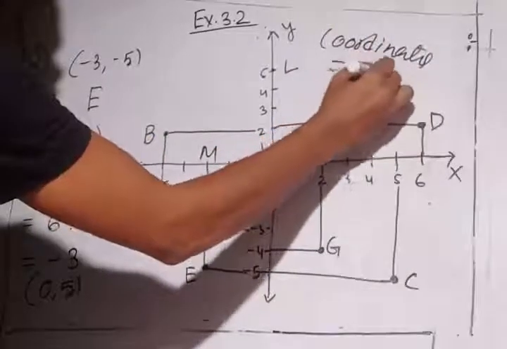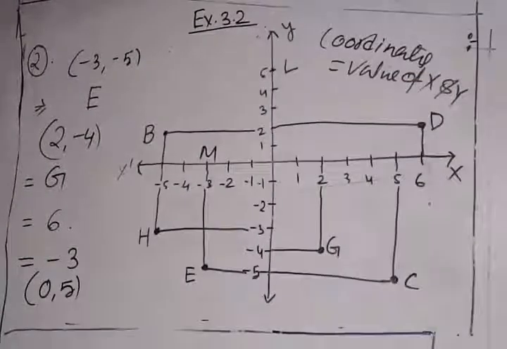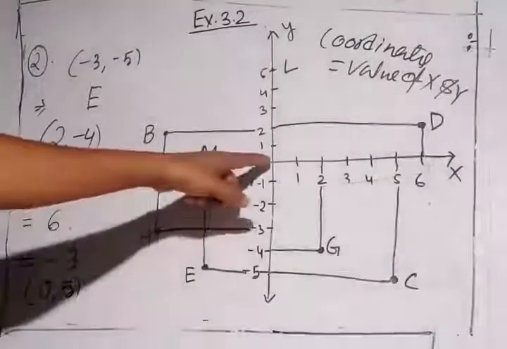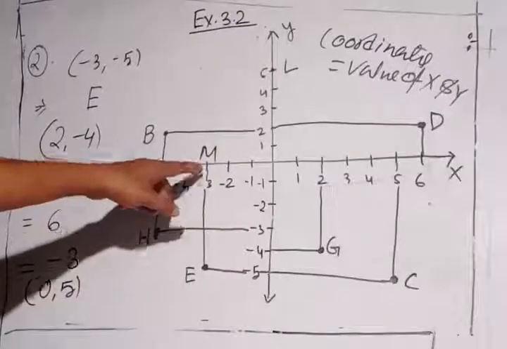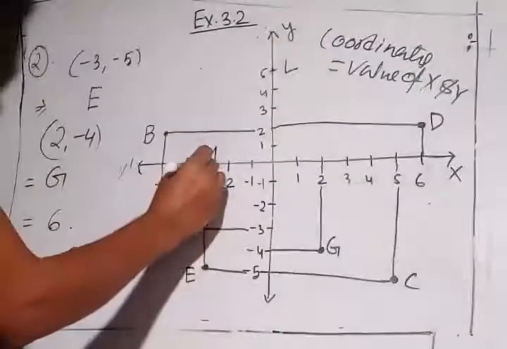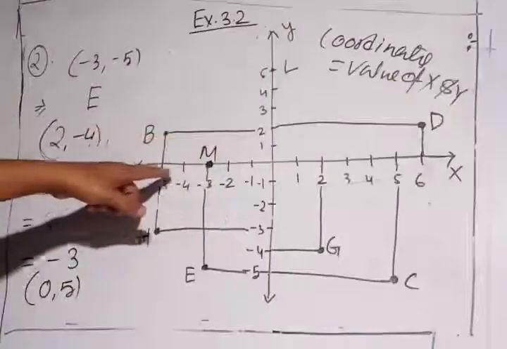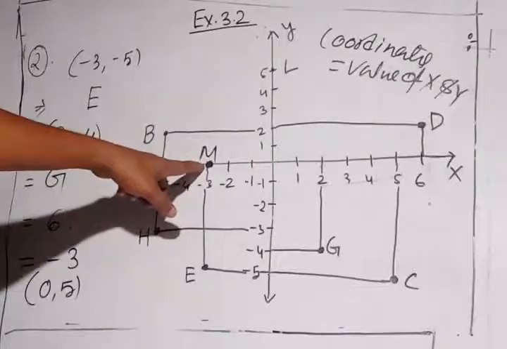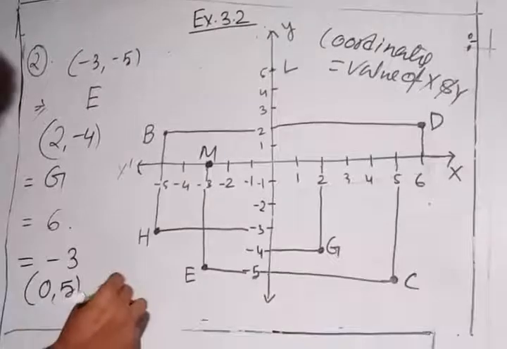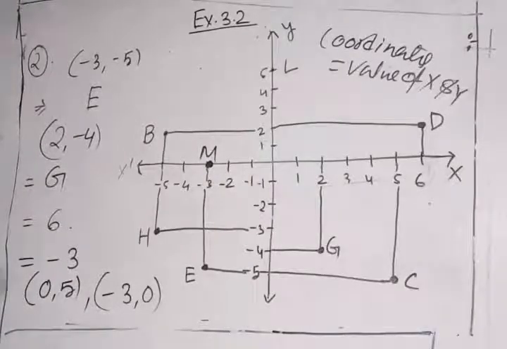It means the value of x and y. So for the coordinates of M, here the value of x is minus 3 and y will be equal to 0 because it is on the x axis only. So y will be 0 and x will be minus 3. So this answer will be minus 3 comma 0. So these are the answers from 1 to 8. Write down the questions and write the answers also.